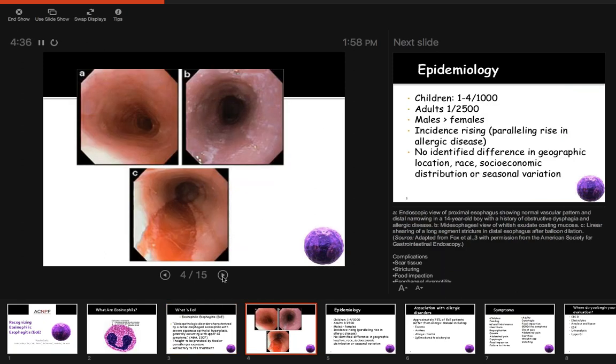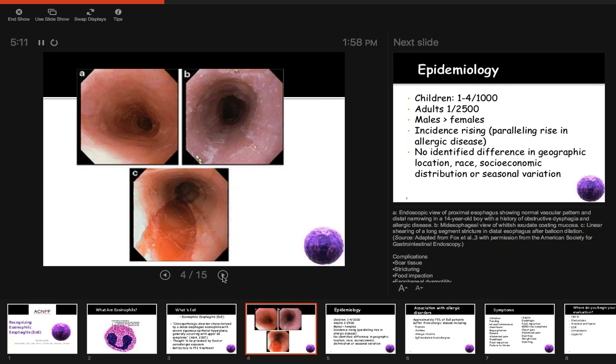So here we have some endoscopy pictures, which in the first case, A, reflects a fairly normal vascular pattern, but in the distal esophagus we see some obstruction. In B we see this white exudate coating the mucosa, which is not uncommon to see in EoE. And the last picture, C, shows some shearing that occurred after balloon dilation.